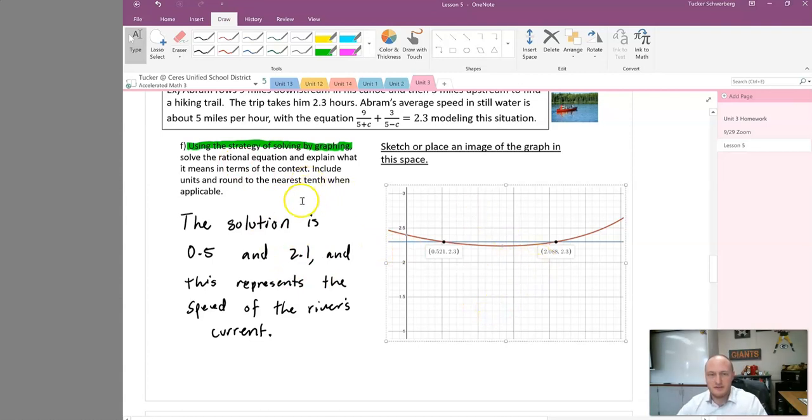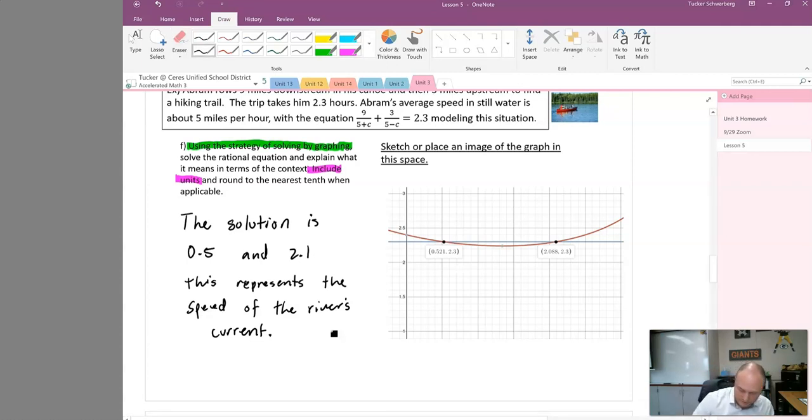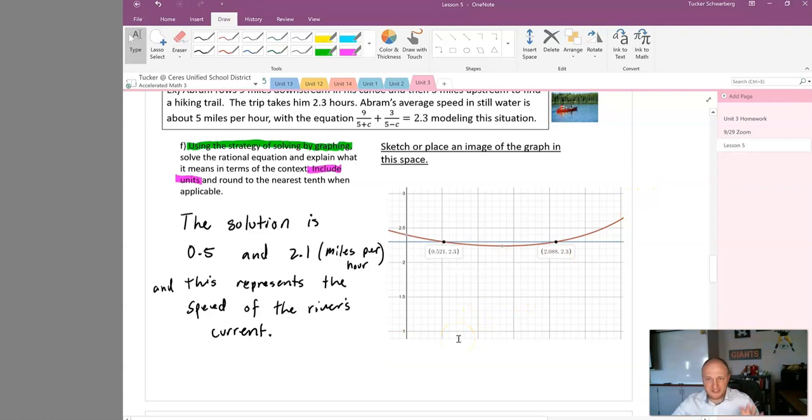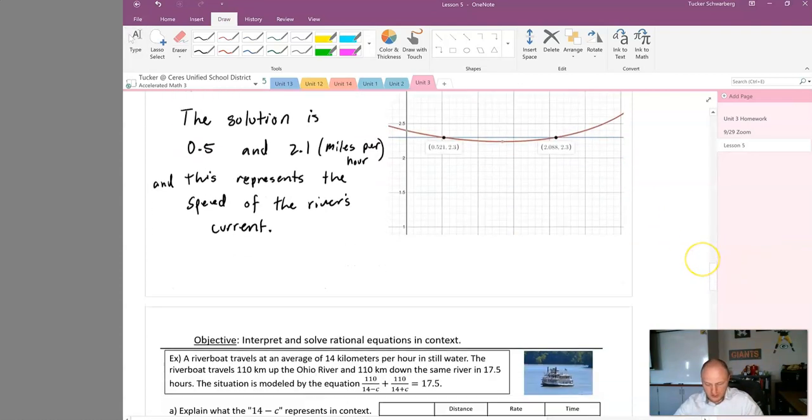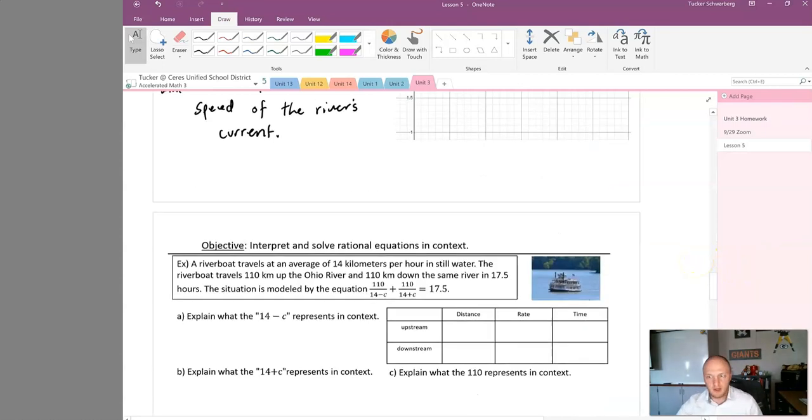We went ahead, we rounded to the nearest tenth like the problem asked. Did we include units? No, we did not. So I'm gonna go ahead, I'm gonna erase this. I'm gonna say 2.1, and this is miles per hour. Okay. All right. So that's the basics foundation of this. I'm going to run through another example, and this time it should go a lot quicker.